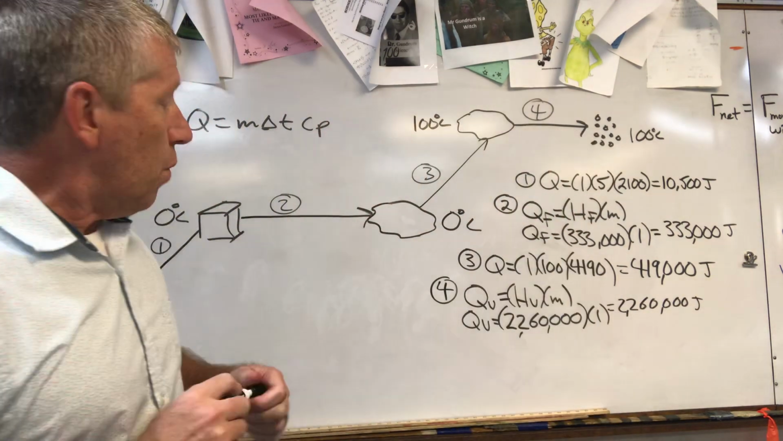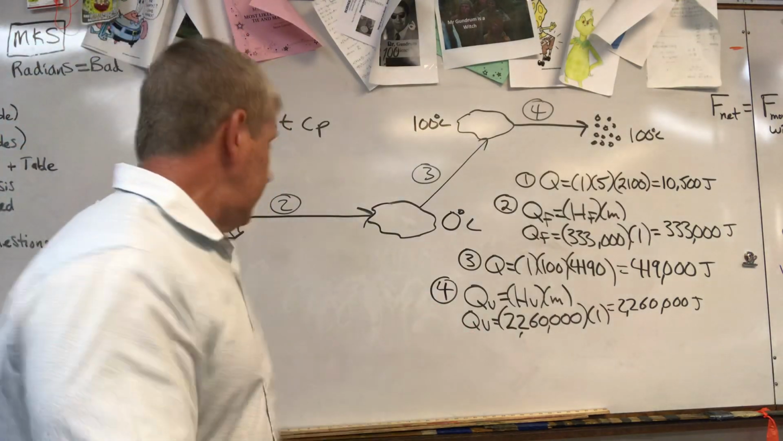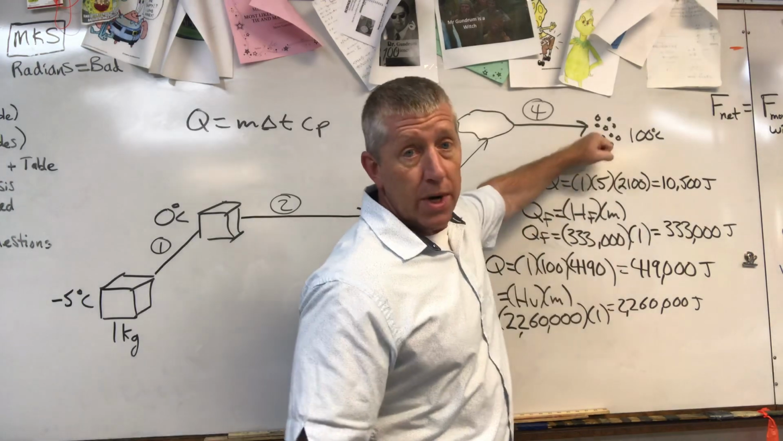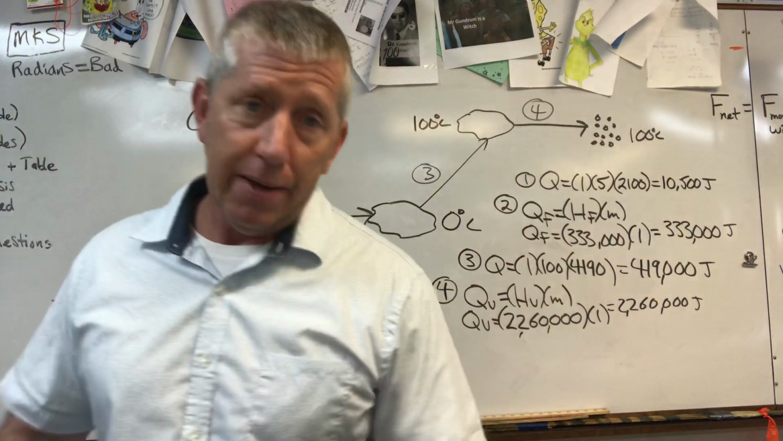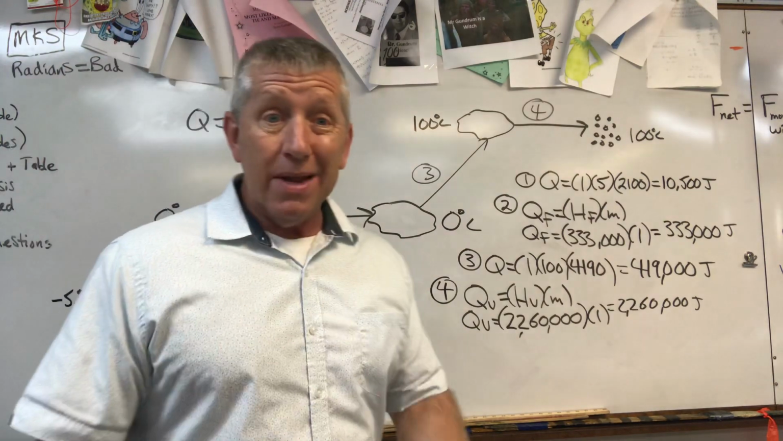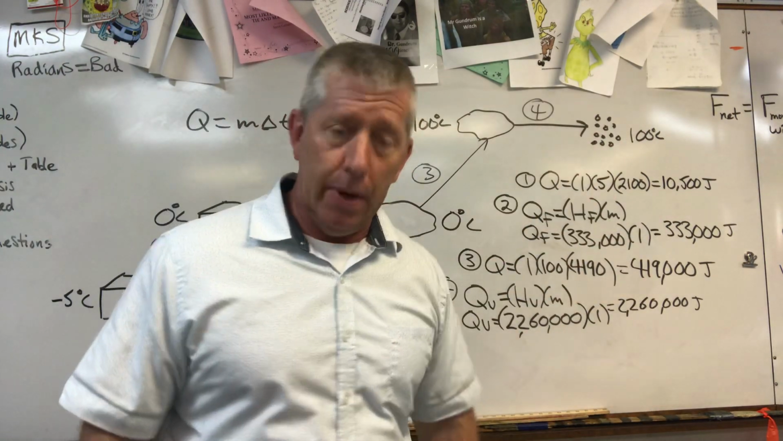Now we have all 4 parts, all 4 steps to get our cold block of ice to nice 100-degree vapor. Okay, so it's now floating around as vapor. What's the total amount of heat it takes? Add them up. Okay, you can do that.